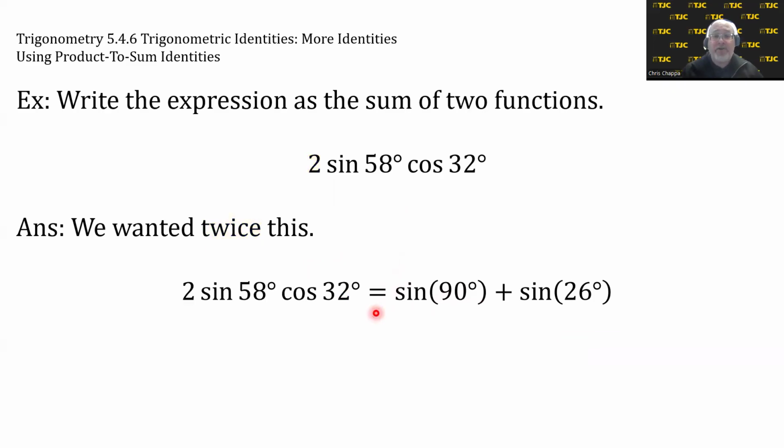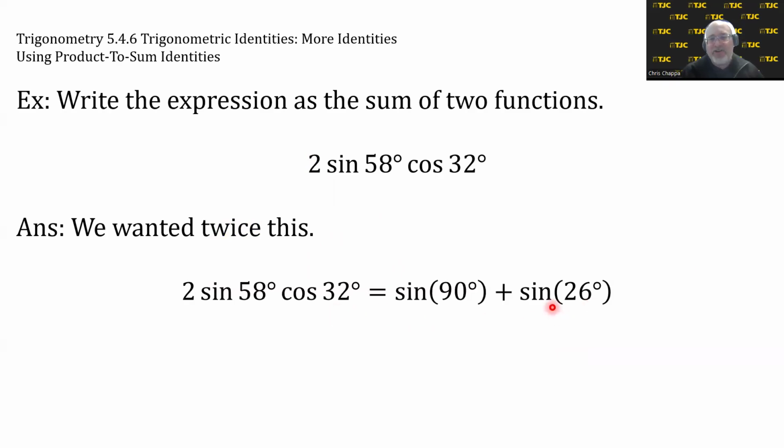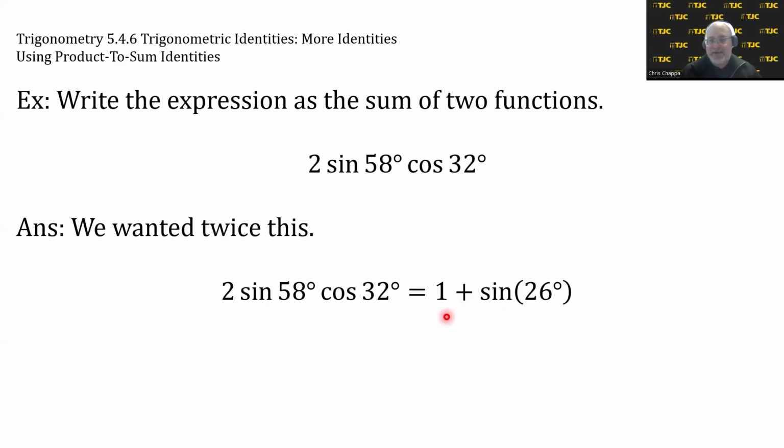Oh, and we have sine of 90 degrees. Well, that's just 1. We don't know sine of 26 degrees, but technically we achieved our goal on this line. It said write the expression as the sum of two functions, but it's understood that if you ever end a problem with a trig function whose value you know, you should evaluate it, such as sine of 90 degrees is equal to 1. Therefore, 2 times sine of 58 degrees times cosine of 32 degrees is equal to 1 plus sine of 26 degrees.